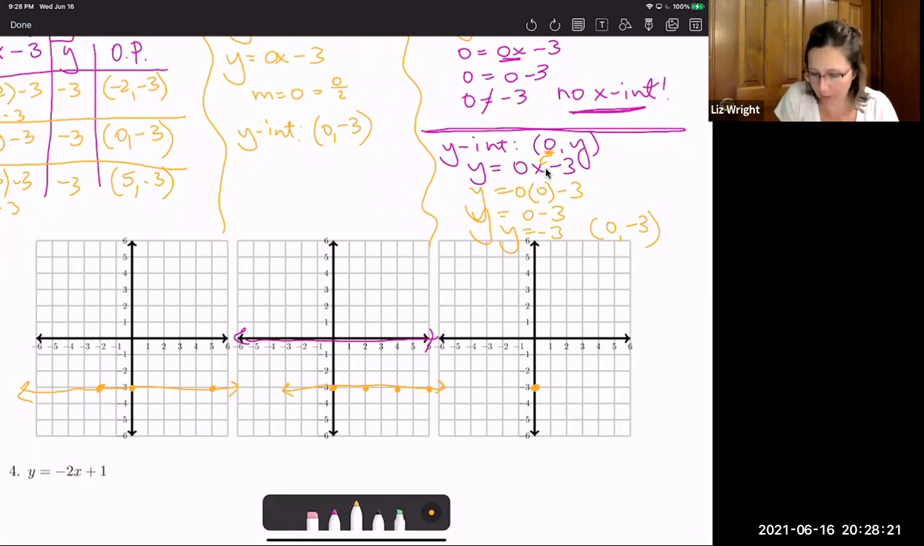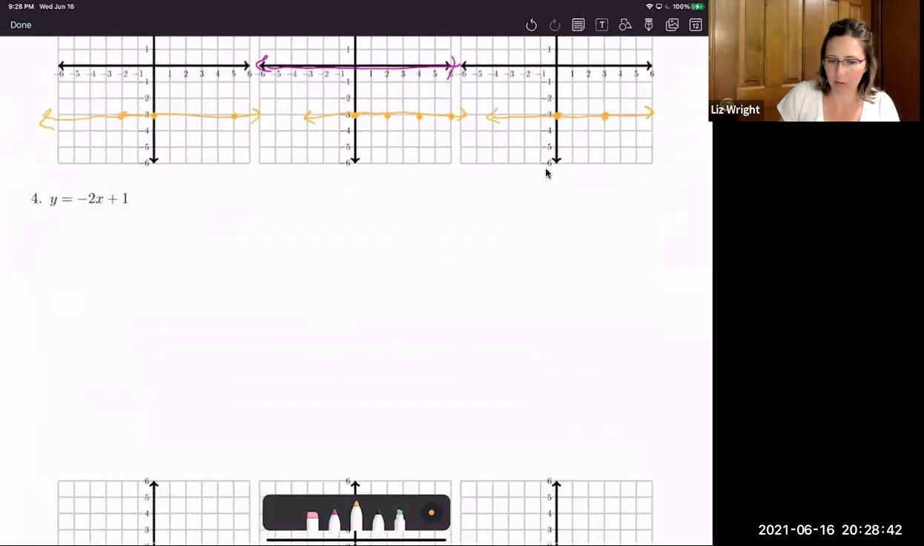So now we use our slope of 0. Use slope to graph an additional point. So my slope is 0, and I'm just going to put another one over here, and we're going to graph our line.